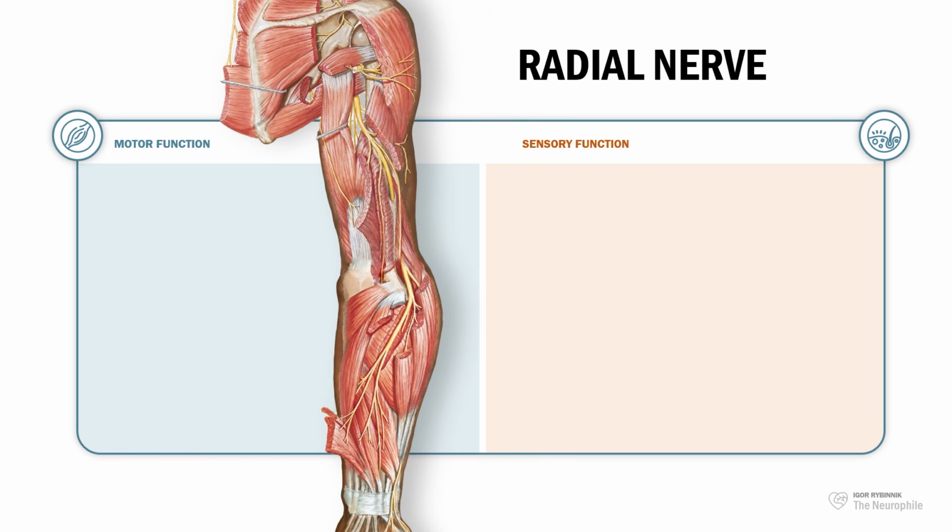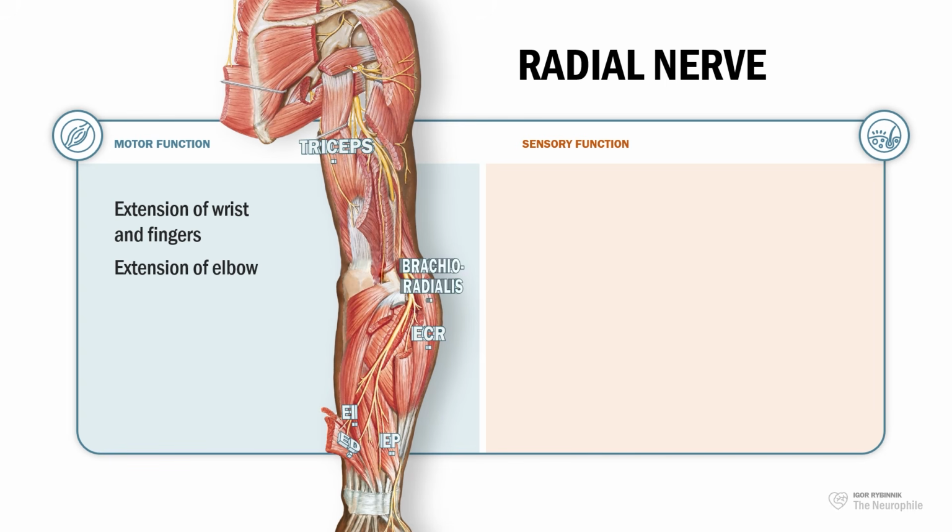And speaking of the radial nerve, tell me its motor functions. Right again. The radial nerve is the primary wrist and finger extensor. It accomplishes that function with the extensor carpi radialis muscles and the extensor indicis, extensor digitorum, and extensor pollicis. It straightens the elbow with the triceps. It also stabilizes the elbow with the brachioradialis, but elbow flexion is really accomplished by the musculocutaneous nerve.